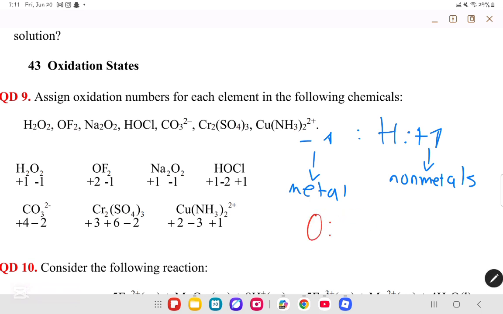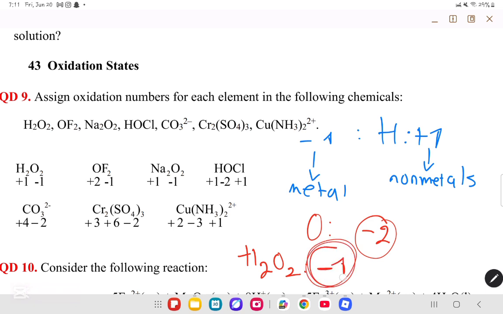Oxygen is a very different case. We have a couple of considerations to take in for oxygen. Oxygen usually is -2, unless it's hydrogen peroxide, which is H2O2. If it is hydrogen peroxide, then it's going to have an oxidation number of -1. This we're talking about oxygen. Another case is if it is with fluorine. If it's OF2, it will have an oxidation number of +2.